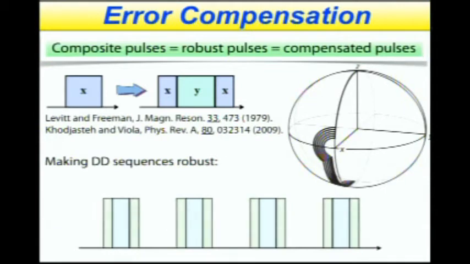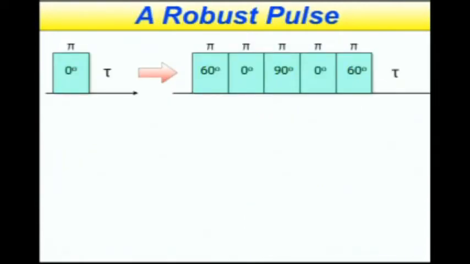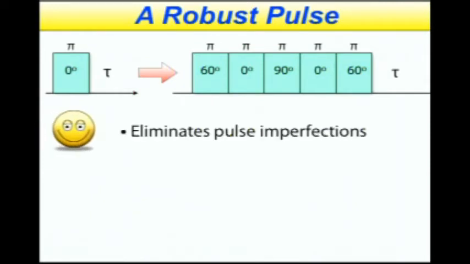So you can use that and replace all the pulses in a dynamical decoupling sequence by such robust pulses. That reduces a lot the effect of gate flip angle errors. Now, this was the very first so-called composite pulse that I showed you. There are better ones around. One of the best that we found consists of 5 pi pulses with different phases or orientations of the rotation axis in the XY plane. It's very good at eliminating pulse imperfections.